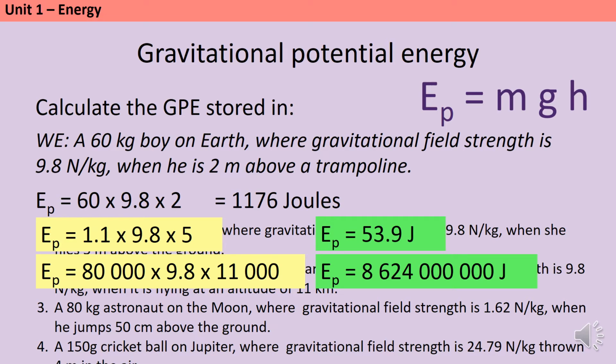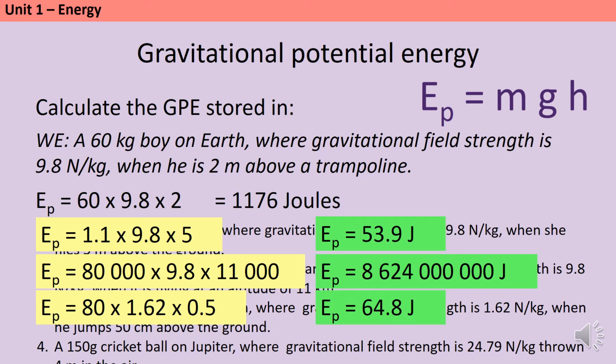Then we move on to our astronaut. Now he's not on Earth anymore, so we need to use the value of the gravitational field strength for the moon. And again, we haven't been given the standard international units for his height. He's only jumping 50 centimetres, and so that needs to be 0.5 metres instead. So if we multiply 80 by 1.62 by 0.5, we get a GPE of 64.8 joules.